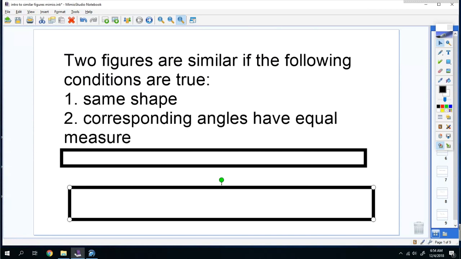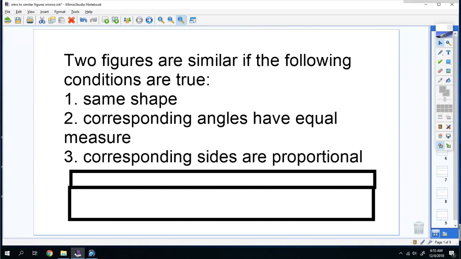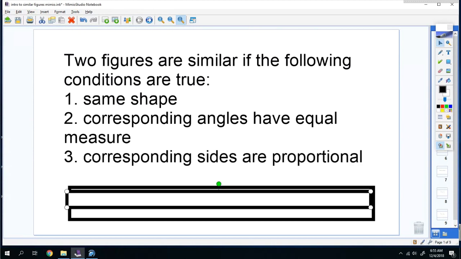Number two, the corresponding angles have equal measure. That means their corresponding angles are congruent or equal. So if this angle A is 90 degrees, the corresponding angle D has to be 90 degrees as well. And the last one is corresponding sides are proportional. The sides don't have to be equal per se, but they have to be proportional. It means that they are going up at a proportional rate. So we're going to be using proportions to see if they're similar and also to find missing sides.